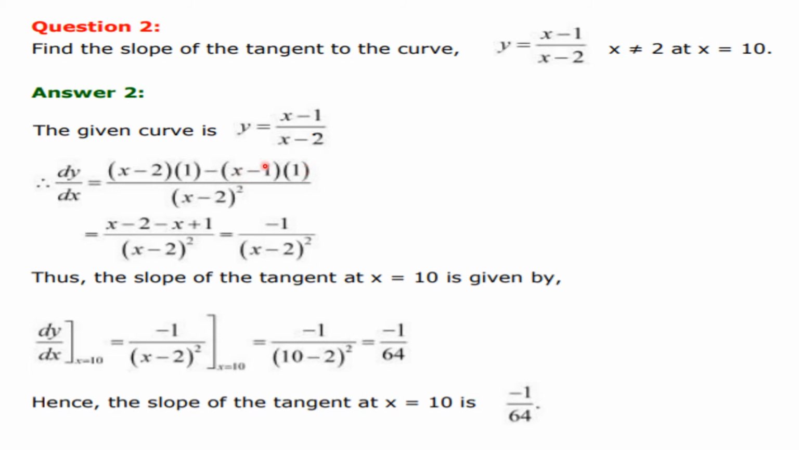Understood the second term one in the numerator part, my children? Right. Whole divided by v square. What is v? X minus 2 whole square. Understood this step, my children? We used here u by v rule, quotient rule. Understood this step, my children?